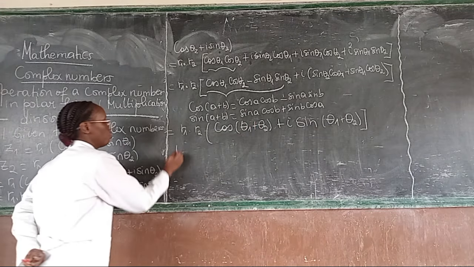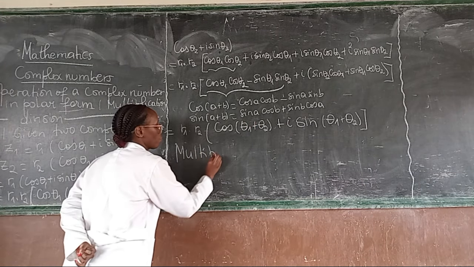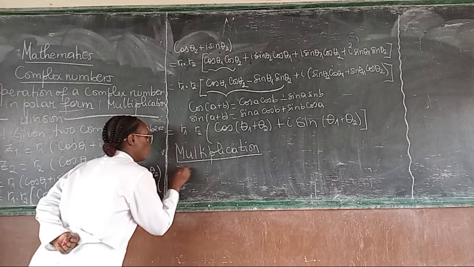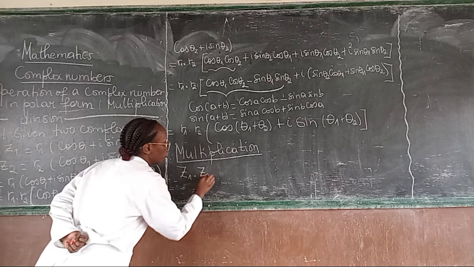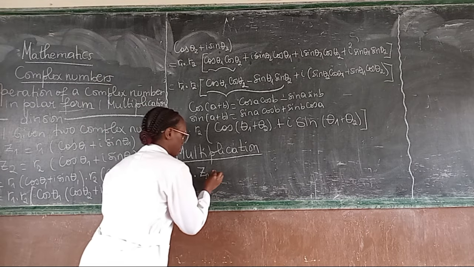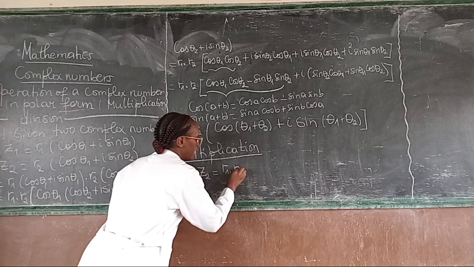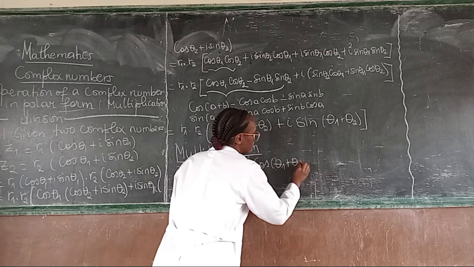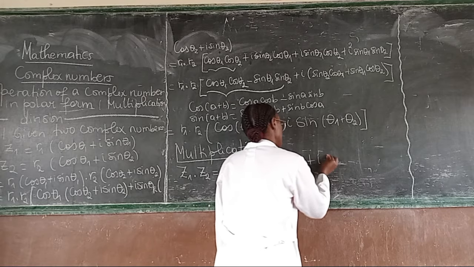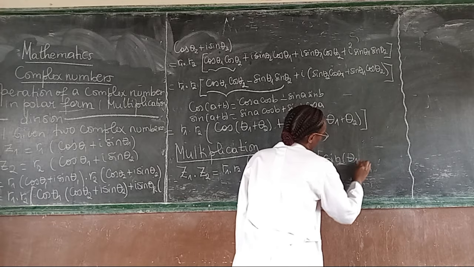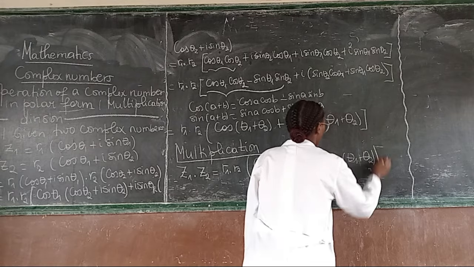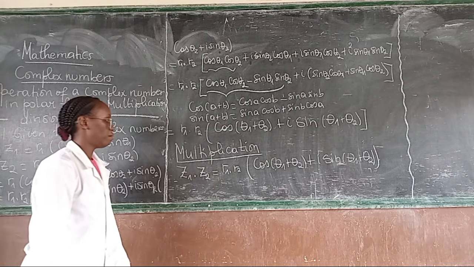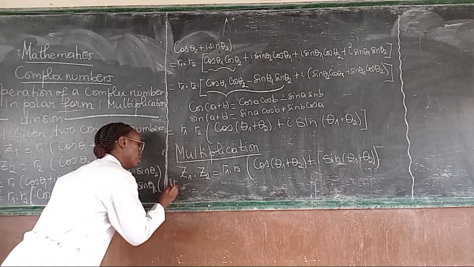So simply through multiplication, z1 times z2, or the product of two complex numbers, is equal to the product of their moduli times cosine of (theta 1 plus theta 2) plus i sine of (theta 1 plus theta 2). So that is how we are dealing with multiplication of two complex numbers in polar form. Here it will help us.